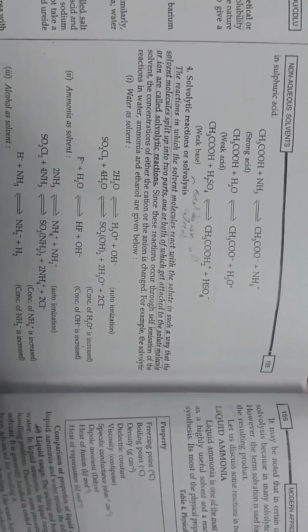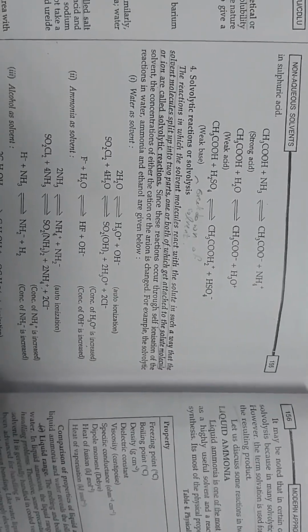For example, acetic acid behaves as strong acid in ammonia, weak acid in water, but a base in sulfuric acid. CH3COOH (strong acid) plus NH3 gives CH3COO- plus NH4+. CH3COOH (weak acid) plus H2O gives CH3COO- plus H3O+. CH3COOH plus H2SO4 gives CH3COOH2+ plus HSO4-.